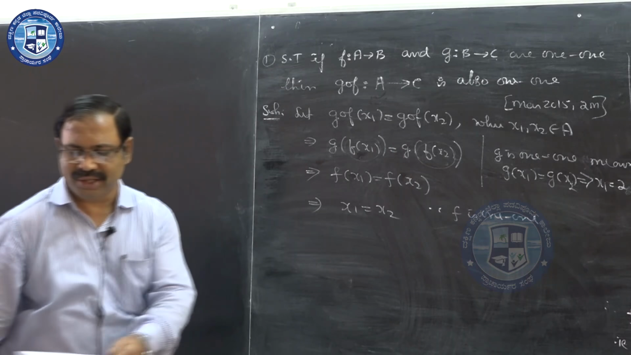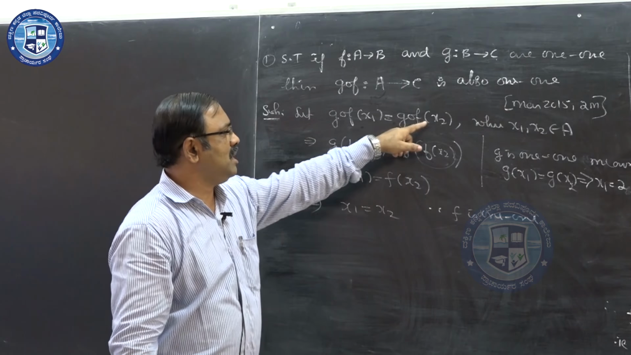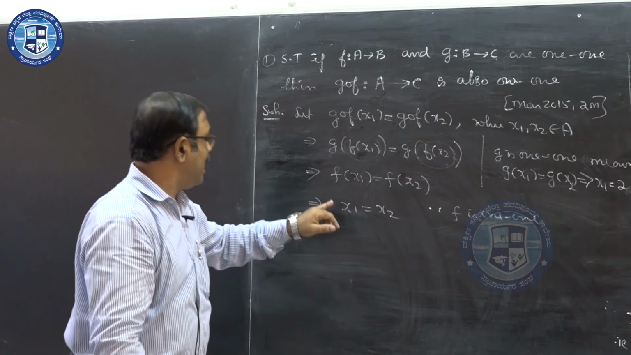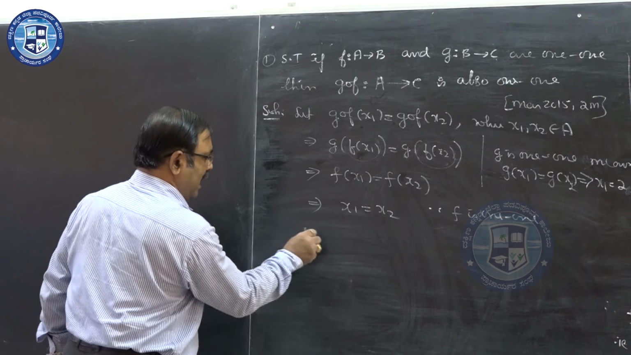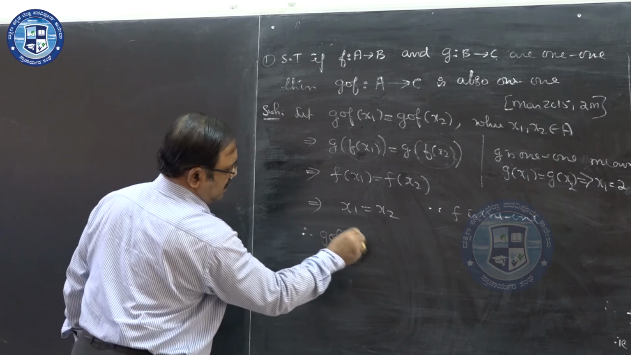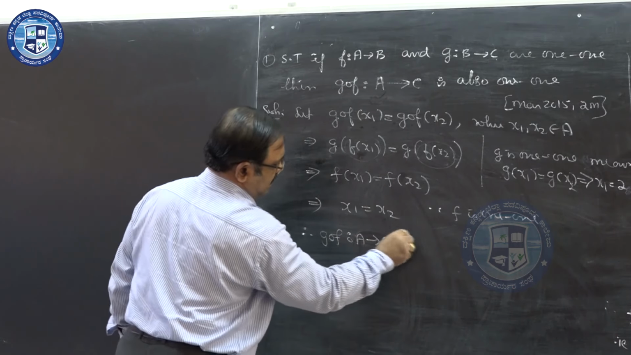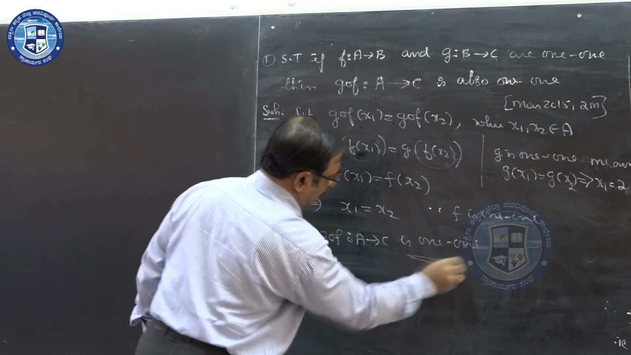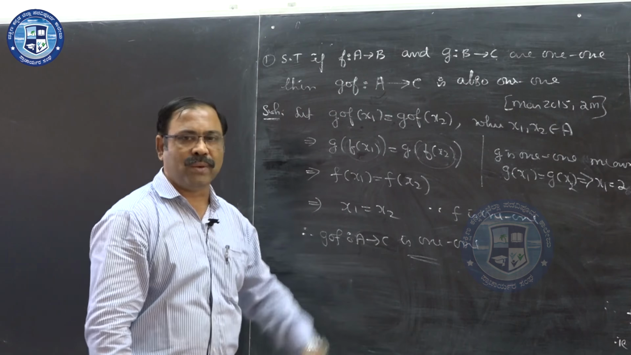So I have got g composite f of x1 equal to g composite f of x2. That implies x1 is equal to x2. Therefore g composite f from A to C is 1 to 1. So g composite f from A to C is 1 to 1.